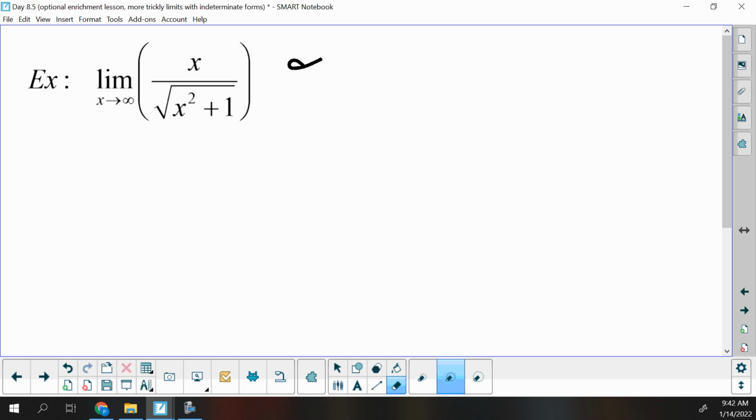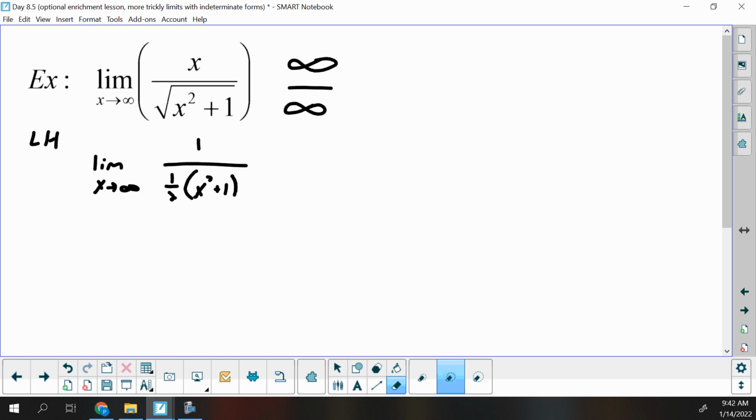All right, x when it goes to infinity gets huge. Denominator when it goes to infinity it gets huge. This is a L'Hopital's case. Derivative of x is just 1. Denominator will have to do a chain rule, so we'll have 1/2 x squared plus 1 raised to the negative 1/2, and then times the derivative of the inside, which is 2x. And then let's neaten this up. The negative exponent can switch to the numerator. So we'll have square root of x squared plus 1 in the numerator now, and then 2x times 1/2 is just x.